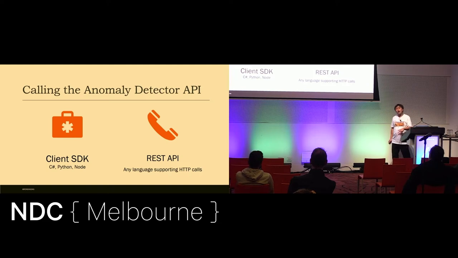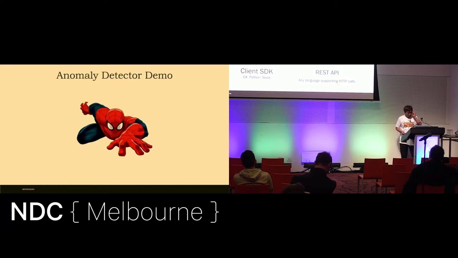There are two ways you can call the anomaly detector API. One is through the client SDK. So if you're a C# developer, a Python developer, Node, or JavaScript, you just use the client SDK, which I'm going to demo later on. And then the REST API, so it will work on any application, even if they don't have any SDK available. Okay, let's do a demo.